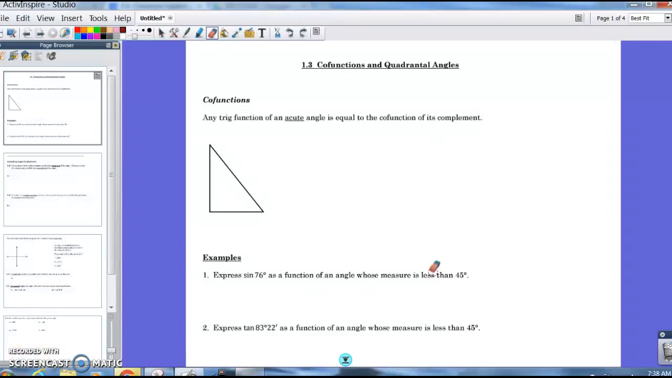Hey everyone, today we are going to talk about cofunctions and quadrantal angles.